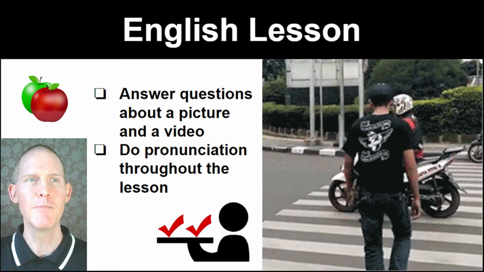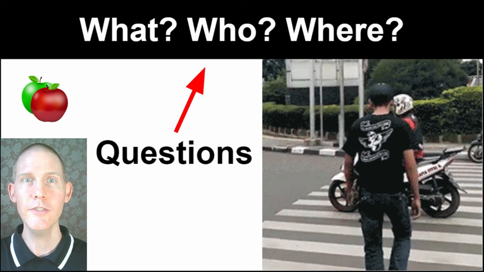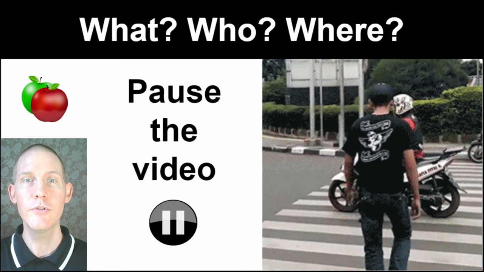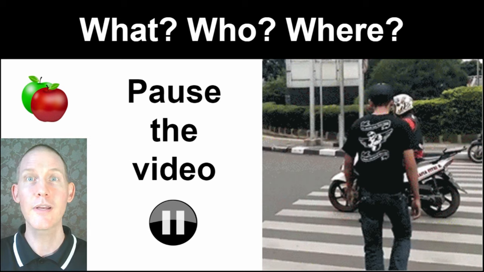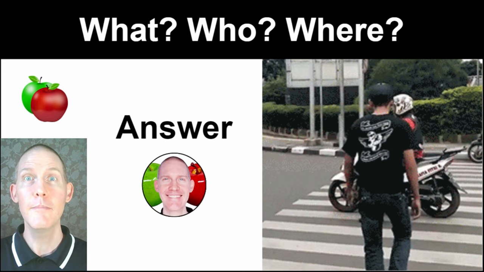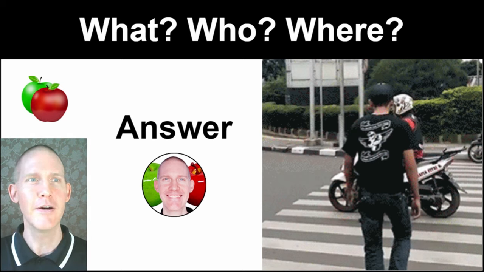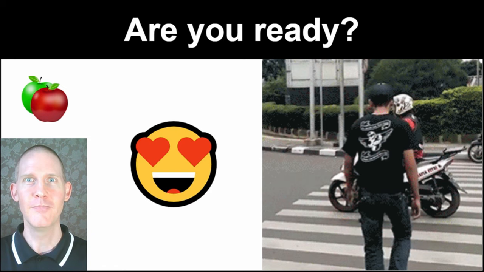All right, okay. So how does it work? Well, I'm going to show you a picture and later a video, and I'm going to ask you questions, right? And I'm going to ask you to pause the video after I ask you a question and come up with your answer, right? Because after you come up with your answer, I'll do a short countdown, 5, 4, 3, 2, 1, 0, and show you my answer. So if you have your answer, you can compare it with mine, okay? And see how your English is doing. Great. Okay, are you ready? Let's do it.